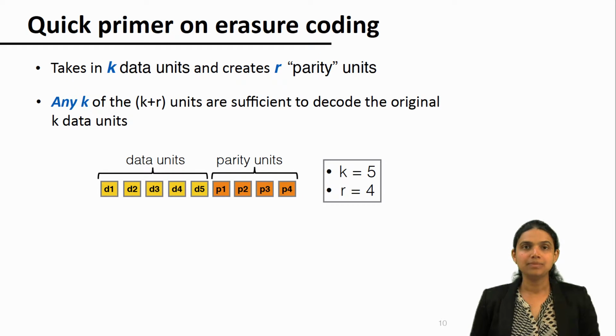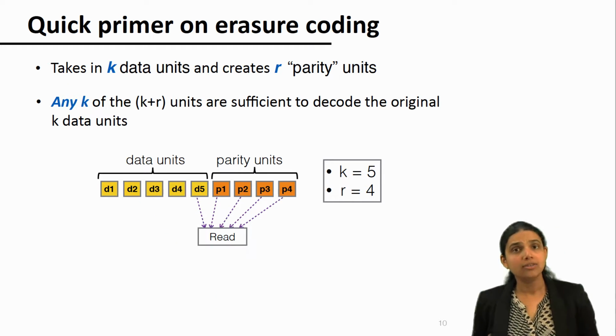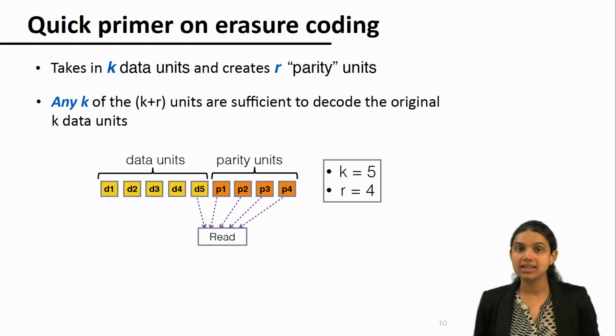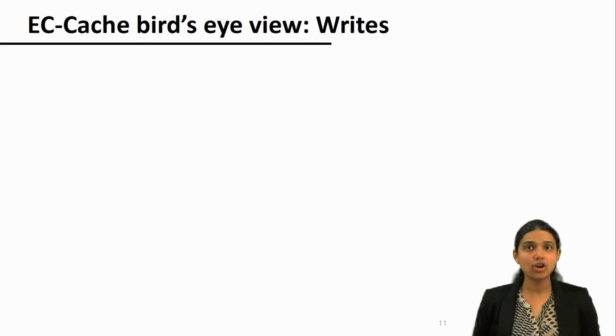In this example, we have 5 data units and 4 parity units. So we have K equals 5 and R equals 4. Due to the any K out of K plus R property, we can read from these 5 units and decode the original 5 data units, or we can read from these 5 units and decode the original 5 data units. With this context, now let us take a bird's eye view at EC-Cache.